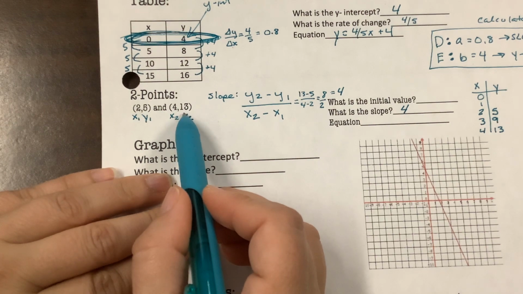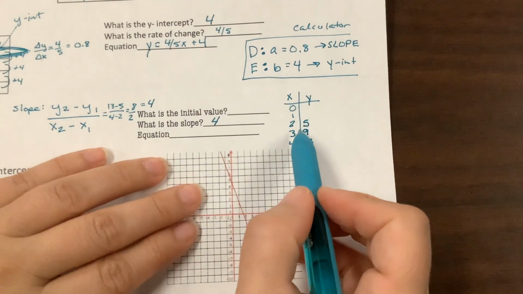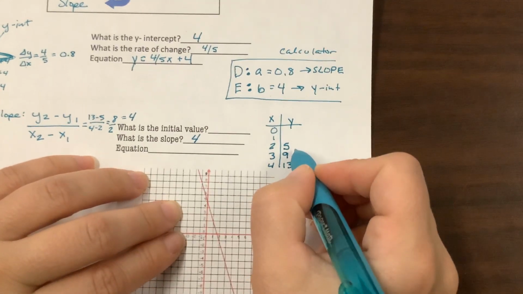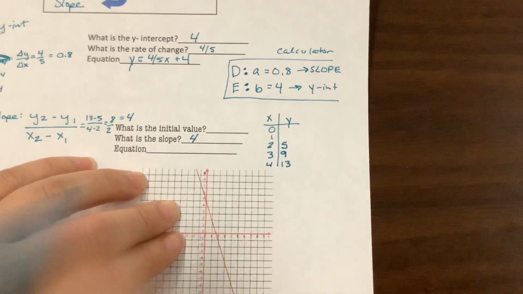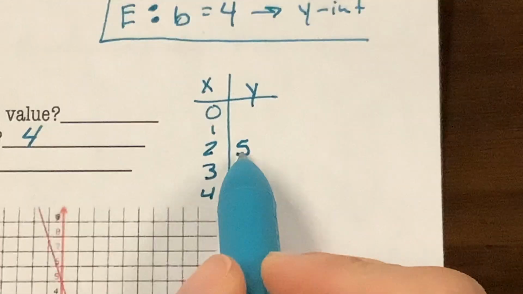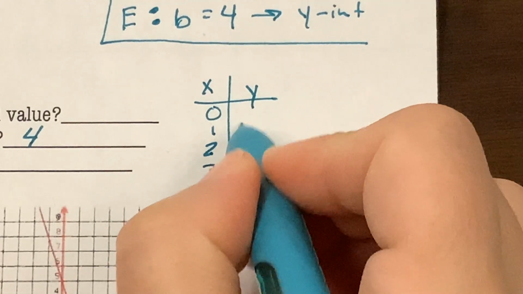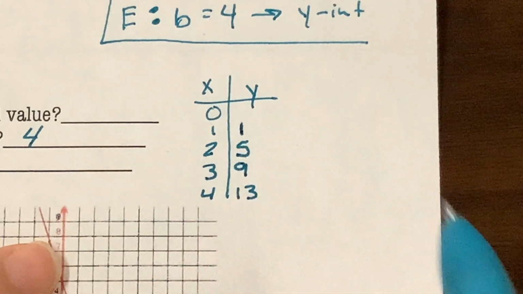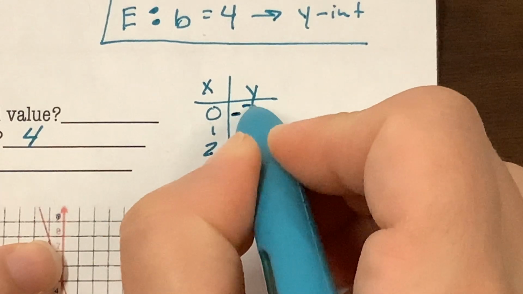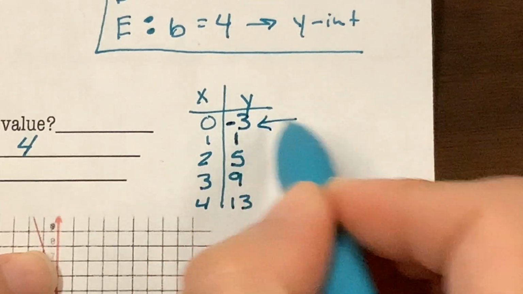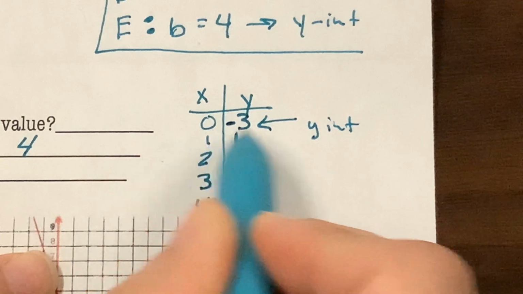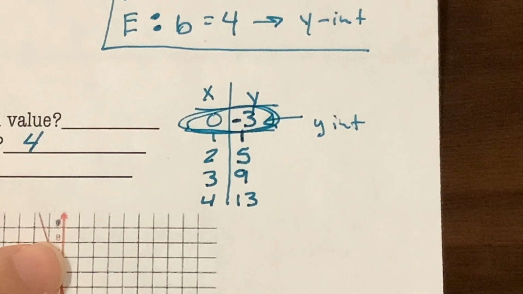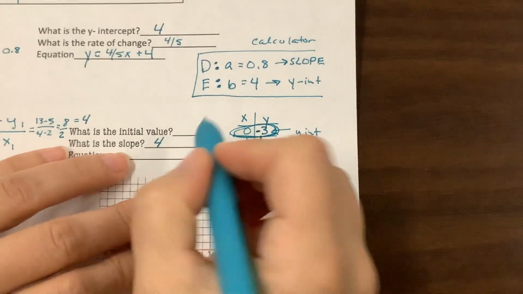Now, to move backwards, instead of adding 4, what do we need to do? We need to subtract 4. So what is 5 minus 4? 1. So the input of 1 has an output of 1. So what is 1 minus 4? Negative 3. This is where our y-intercept is located because this is where x equals 0. That's why we worked backwards to 0 where x is. So our intercept is negative 3.